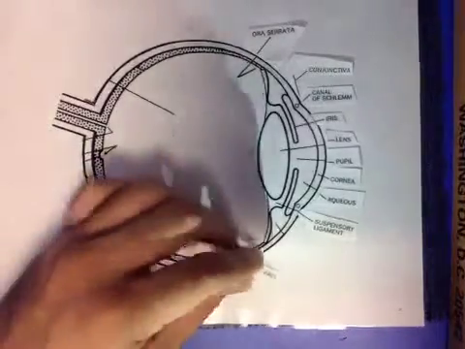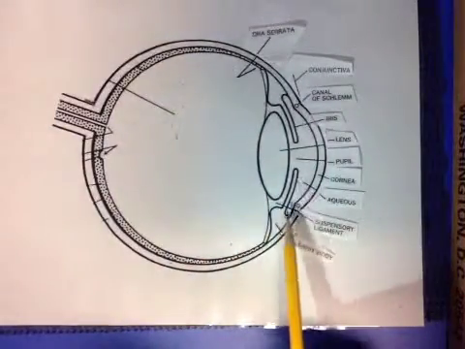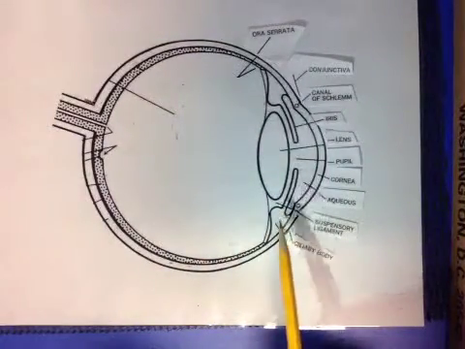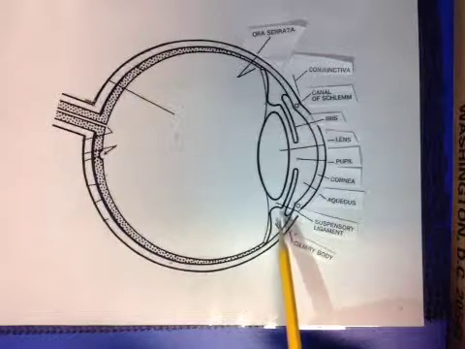Next is the ciliary body, which is right here. So it's right here, and it produces aqueous and helps the lens accommodate.